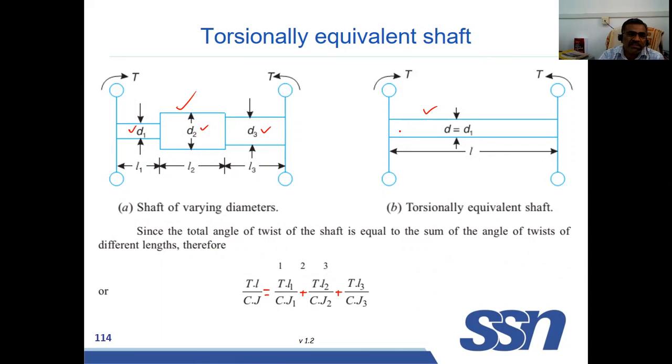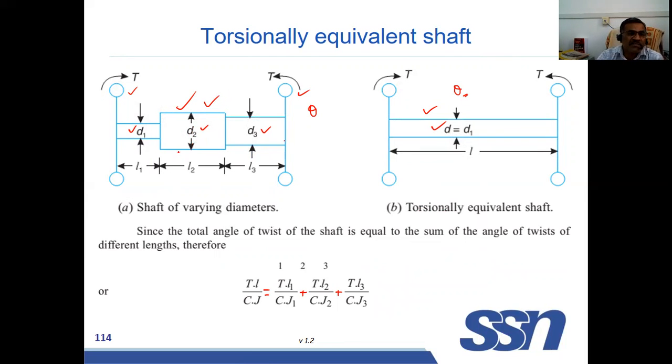What is meant by equivalent shaft? This diameter need not be equal to this diameter. But when it is subject to the torque, all together, it is deformed by theta. If this shaft also, for the same torque, has an angular deformation of theta, then these two are torsionally equivalent. Because when two masses are given and different diameter shafts are given, this problem cannot be solved easily, but with the same diameter it can.